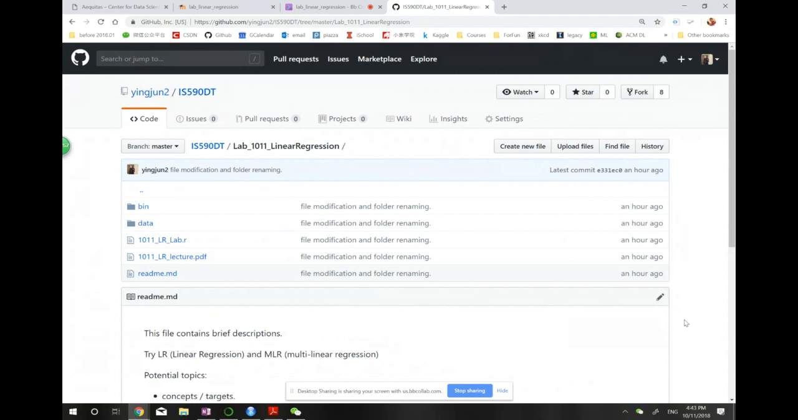And it's already 43, and we will wait 2 more minutes, and we will get started. And before that, you can download the slides, the October 11 LR lecture PDF, and also the LR lab R file. We will use these two files. And if you haven't yet installed R or RStudio, you are free to install that. That would also be helpful and useful in this class.